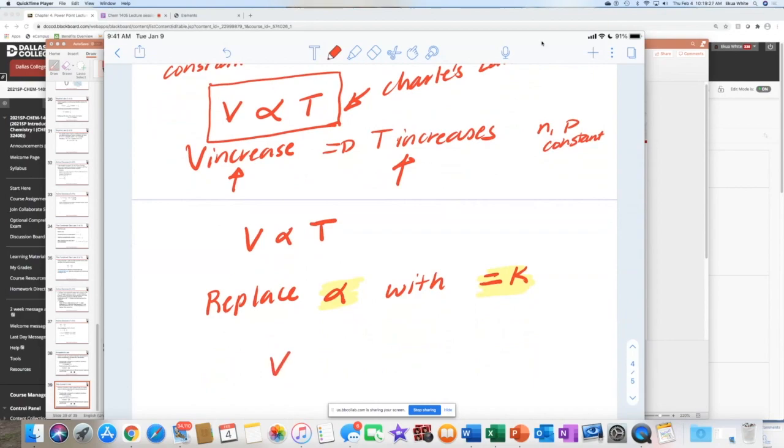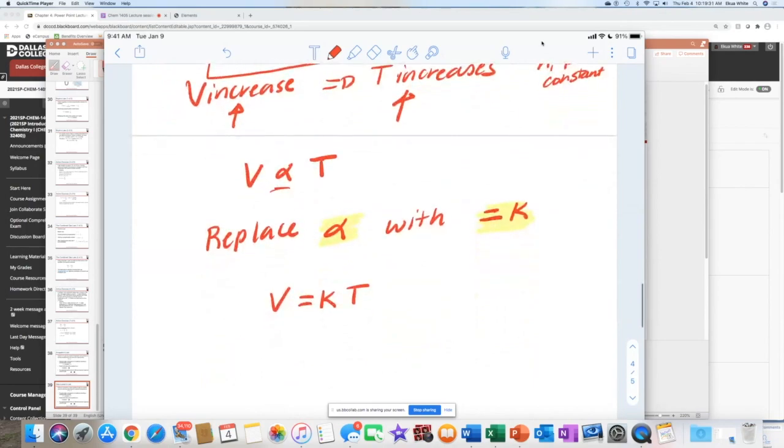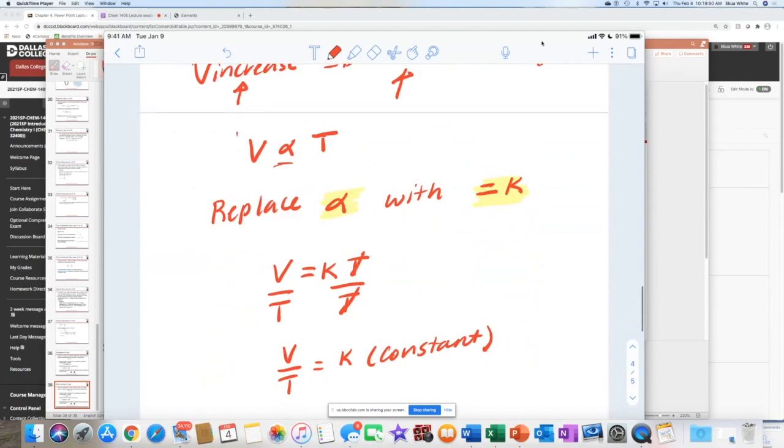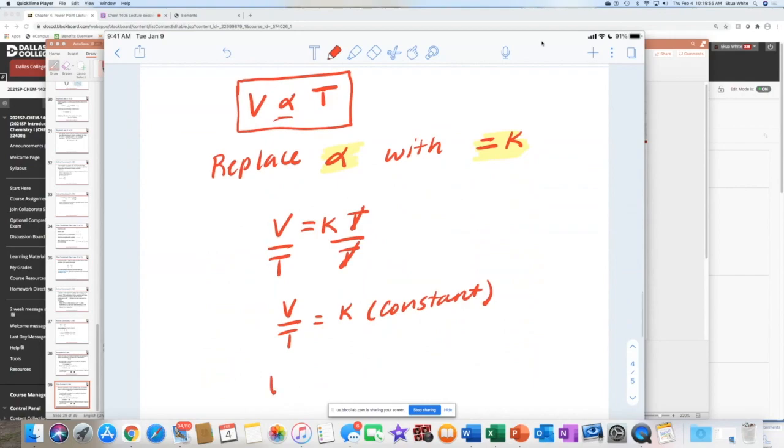So, V, replace the proportional sign with the equal sign and K, and then T. So, divide by T, cancel this out. We're trying to solve for K. So, we're told that V over T is K. K here is technically a constant. So what does all this math mean? From this relationship here, we can actually get an equation, and the equation is going to be V1/T1 equals V2/T2.